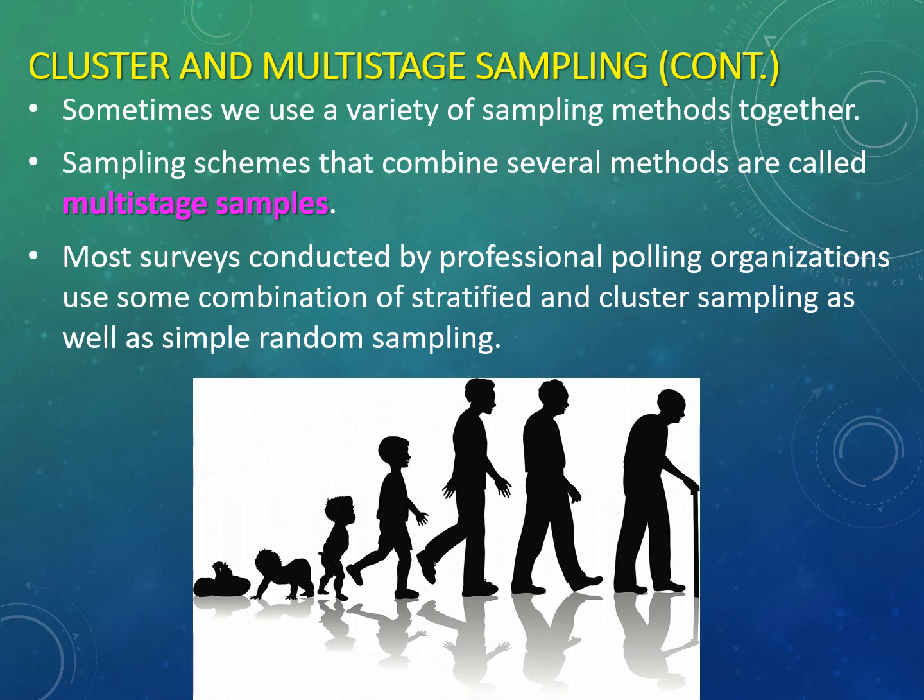Okay, so a multi-stage sampling is a combination of more than one of the following: a systematic sample, stratified sample, or a cluster sample. That is where we have multi-stage samples.